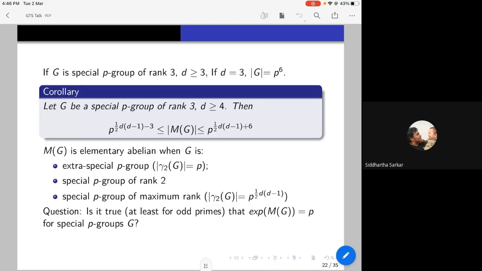So the question is, is it true, at least for odd primes, that the exponent of M(G) is always p for a special p-group G? Again, I don't have any reasons to believe it, and the existence of a counterexample should not be that easy, perhaps. I'm not sure.